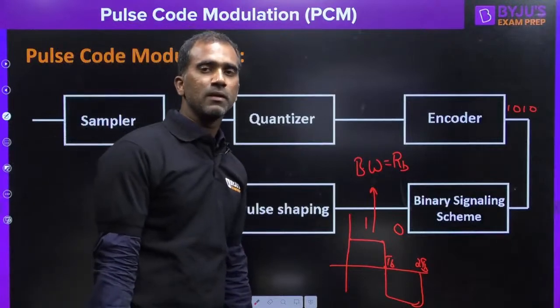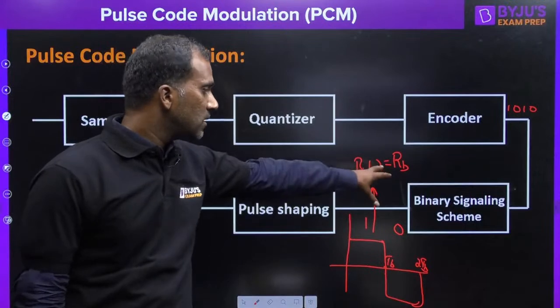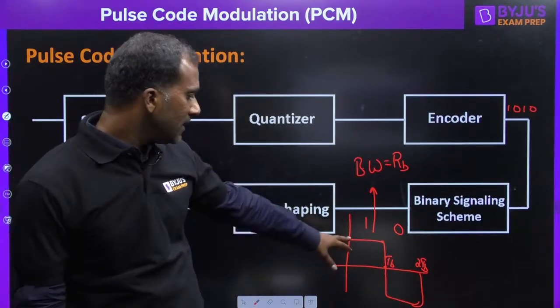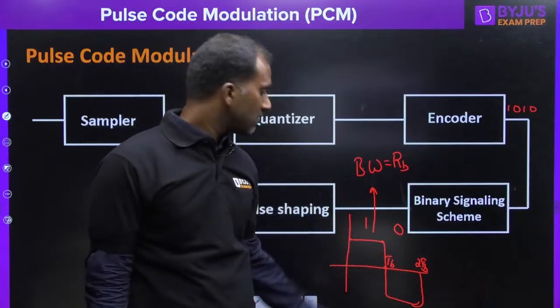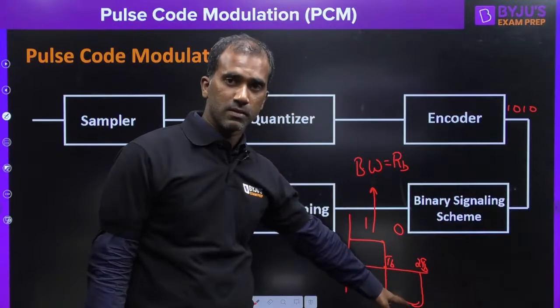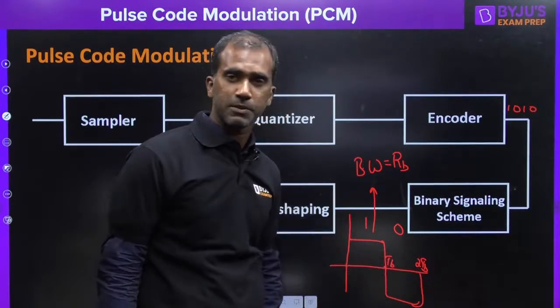So why do we do pulse shaping? We do pulse shaping for multiple reasons. One reason is to reduce the bandwidth. Can we reduce the bandwidth or not? See, here we are using rectangle pulses. For 1 we are using one shape, for 0 we are using some other, slightly different shape. We are trying to differentiate 1 and 0 using different shapes.